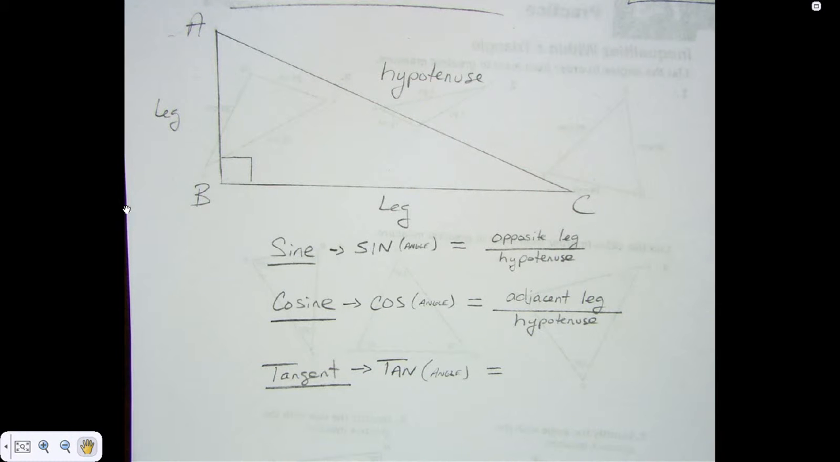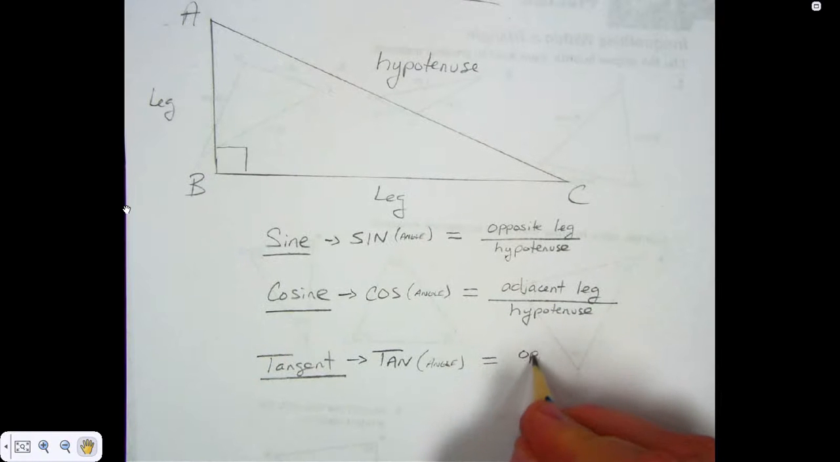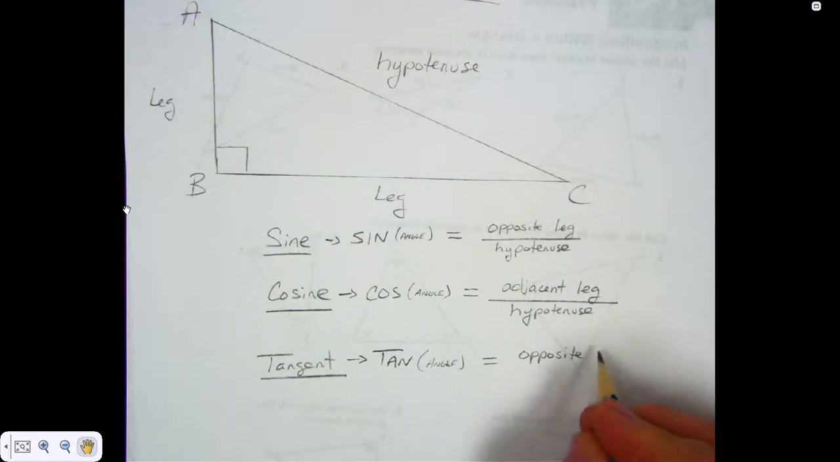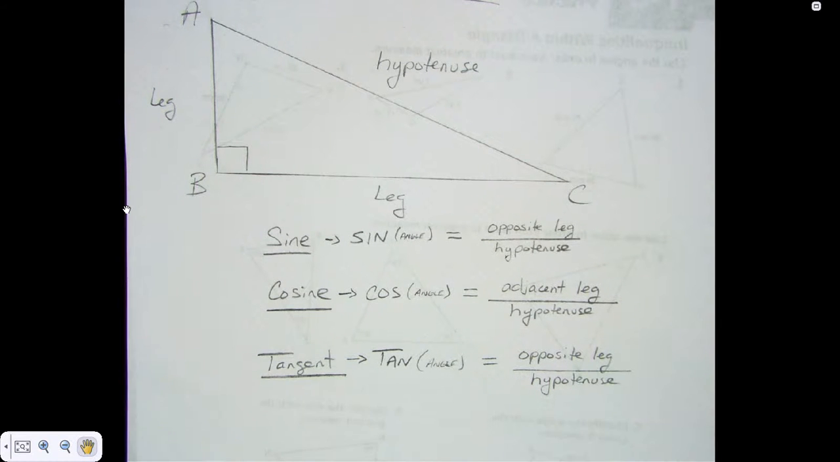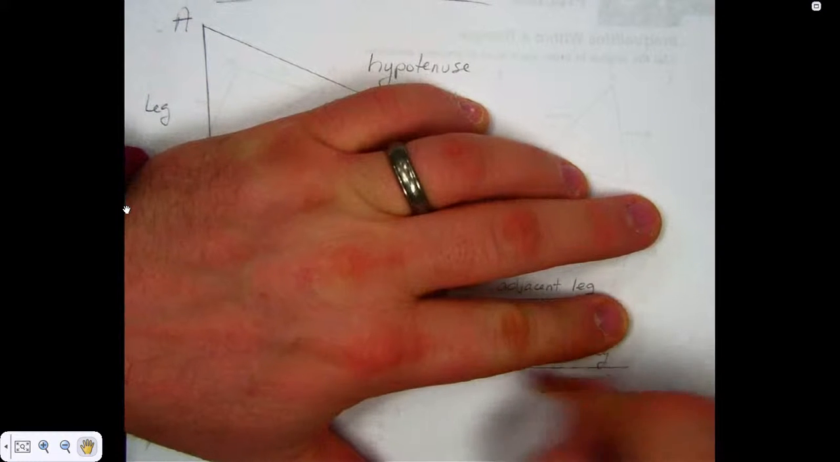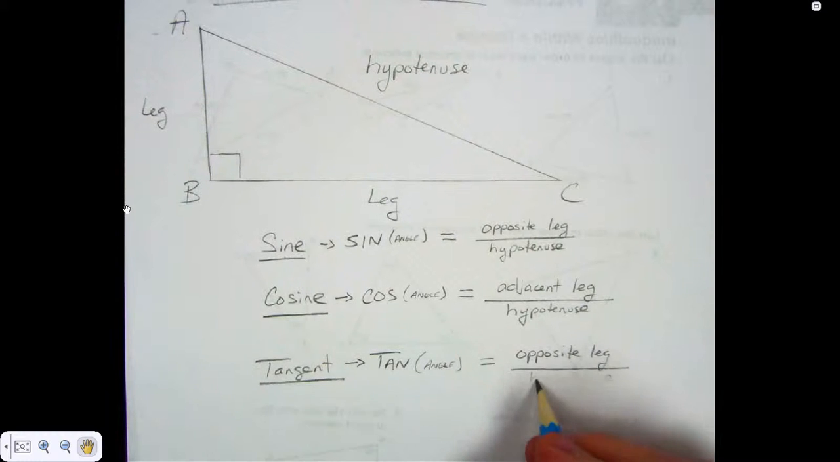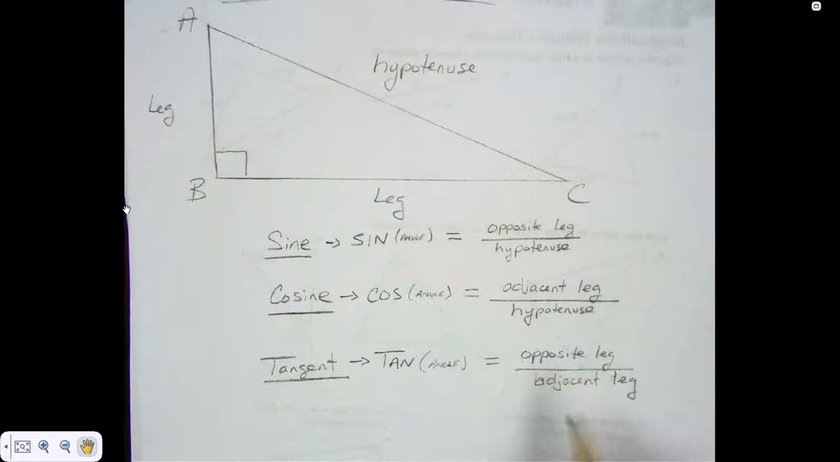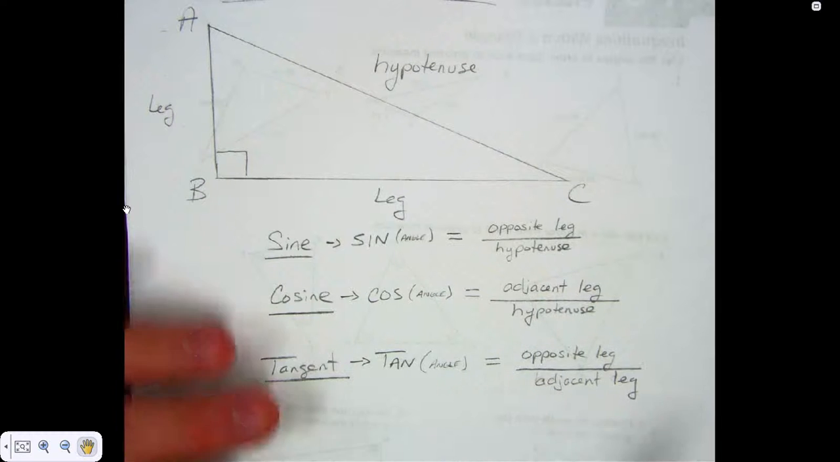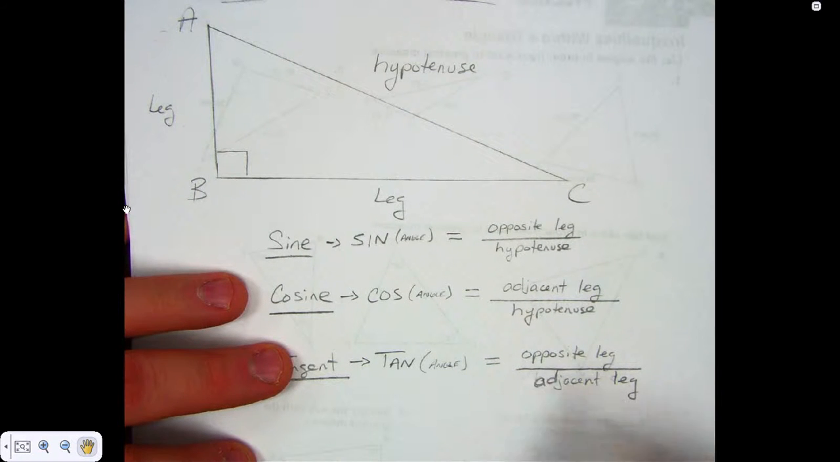The tangent of an angle will always equal the opposite leg over the hypotenuse. Is that the same as the sine? I'm sorry. What did I say? Opposite leg over the adjacent leg. Sorry about that. Opposite leg over the adjacent leg.